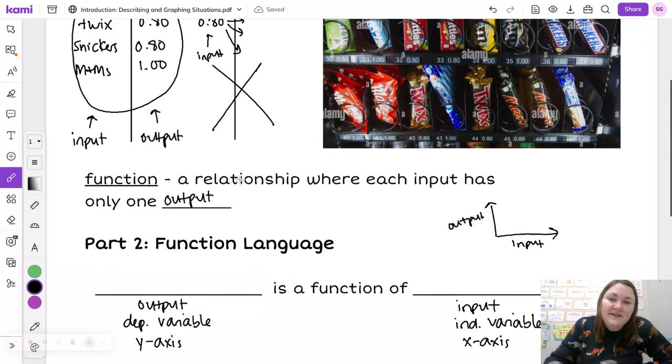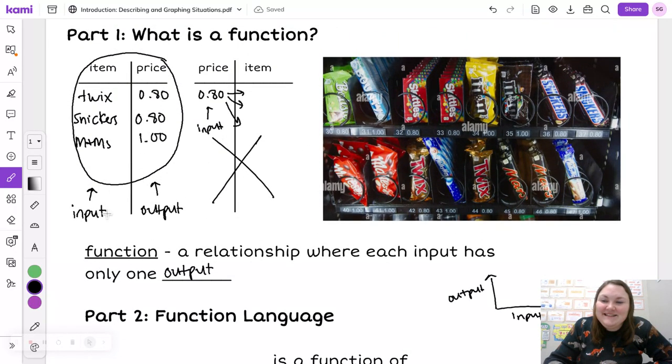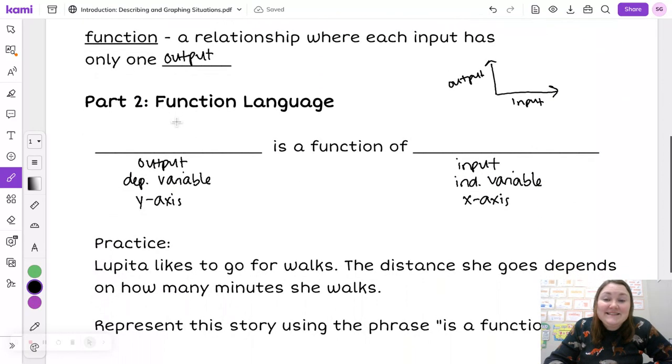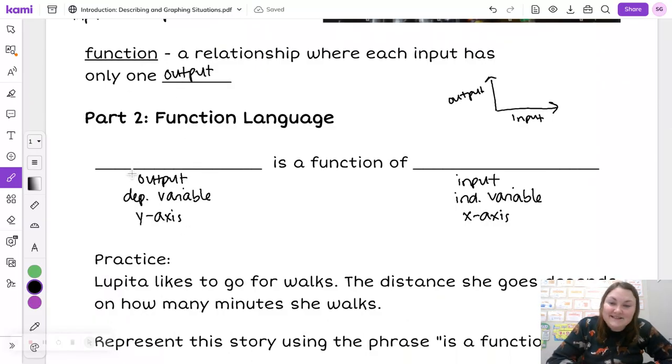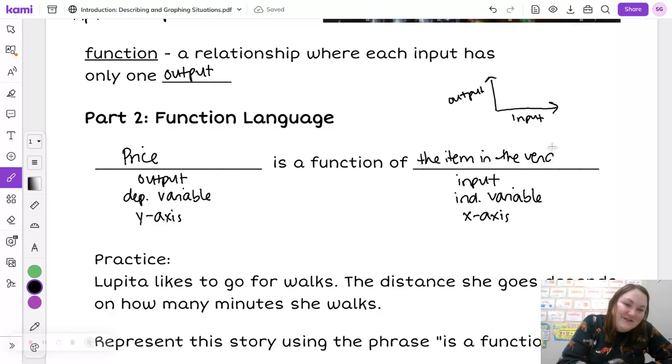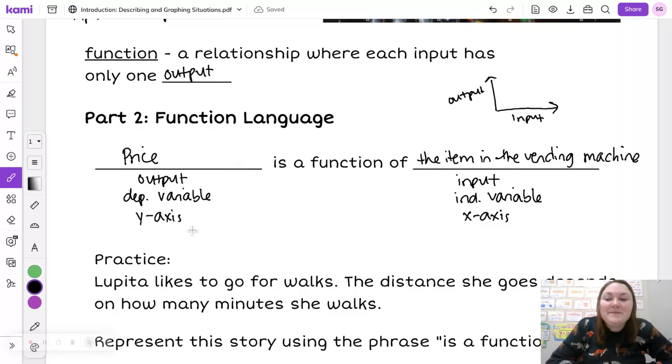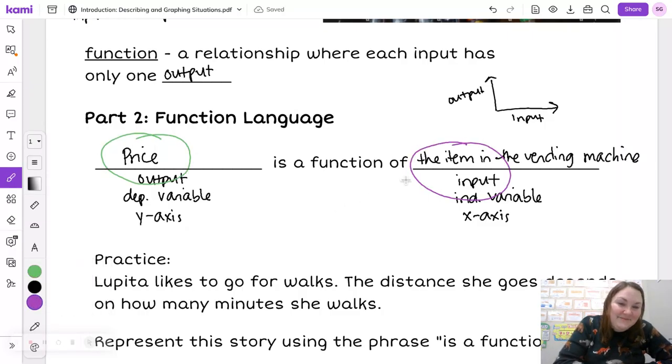So for example, in this situation here, we said the input was the item in the vending machine and the output was price. A sentence I might see to describe this is that the price is a function of the item in the vending machine. Something like that. And when I see that sentence, it helps me know that price would be our output, and then that item in the vending machine is our input. That's going to be helpful for a ton of different things that we are learning in this unit.